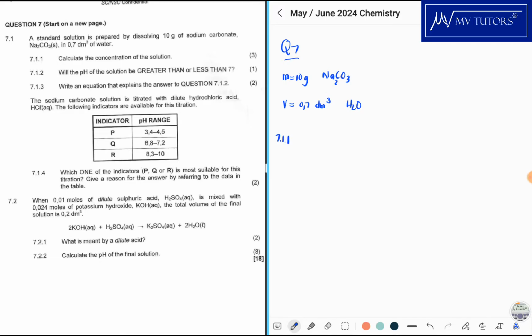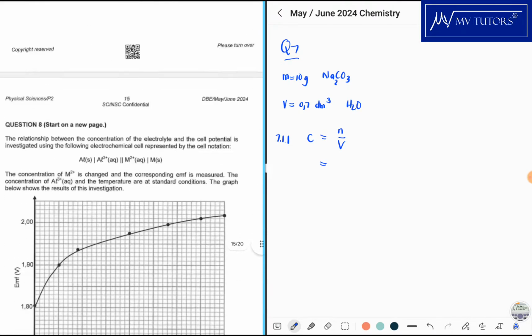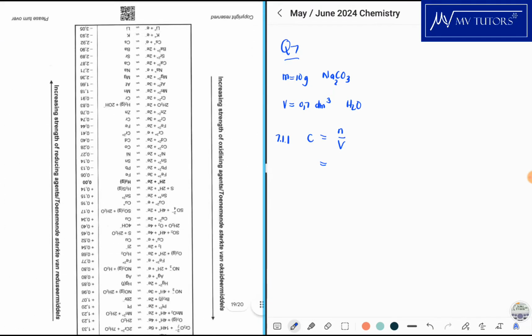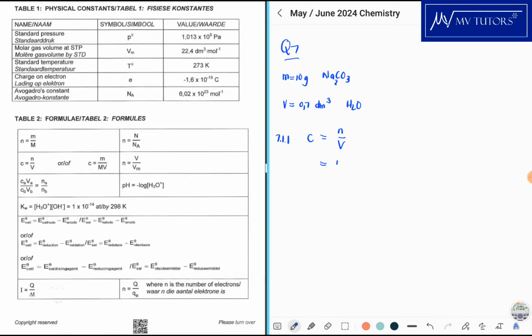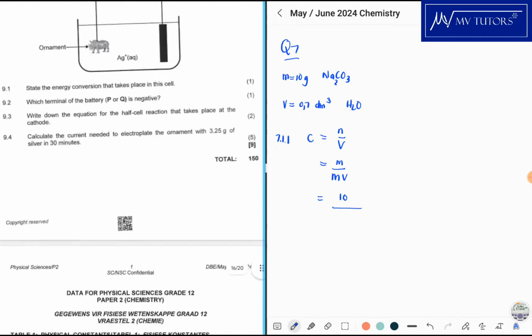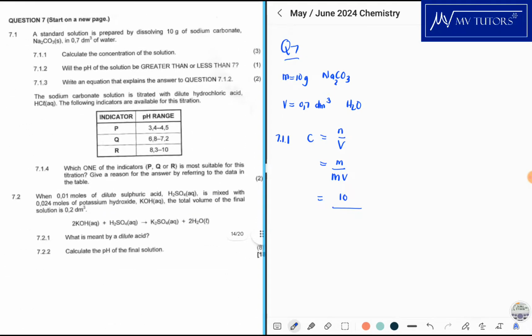All right. Now 7.1.1, calculate the concentration of the solution. So we know concentration is number of moles over volume. Okay, we have mass there. There's also another equation we can use, which is mass over molar mass times volume. So the mass that we have is 10 grams. The molar mass, okay, we're going to have to calculate there.